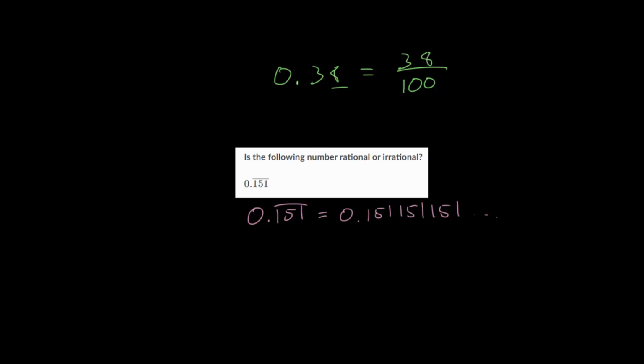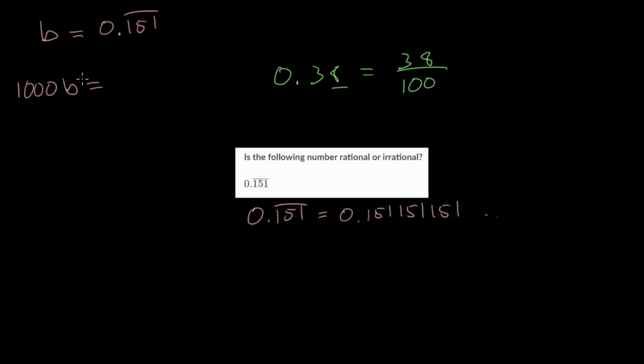So let's call that some letter. Let's say that B is equal to 0.151 repeating. And we want to multiply this by some power of 10, and that depends on how many digits you have in this repeating expression here. So we have 3, so we're going to multiply it by 10 to the third power, or in other words, we're going to multiply it by 1,000.